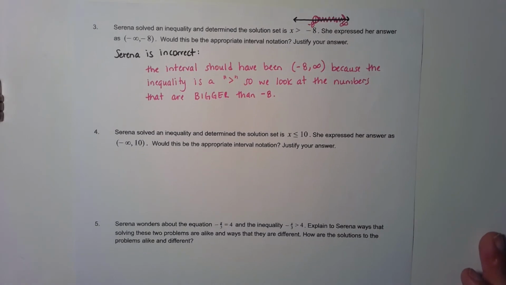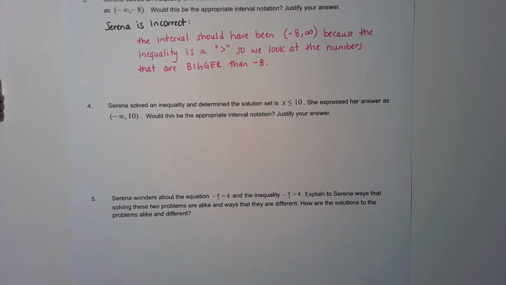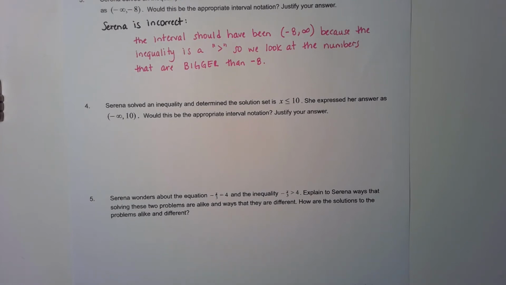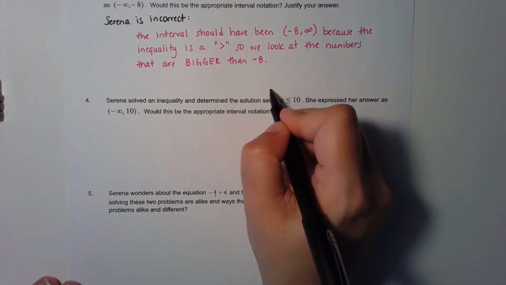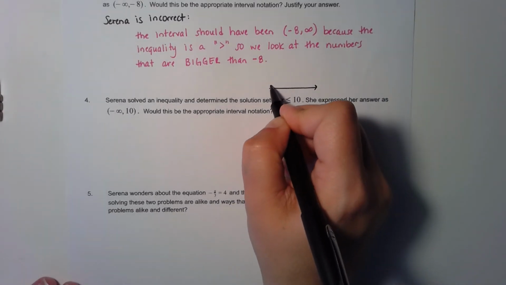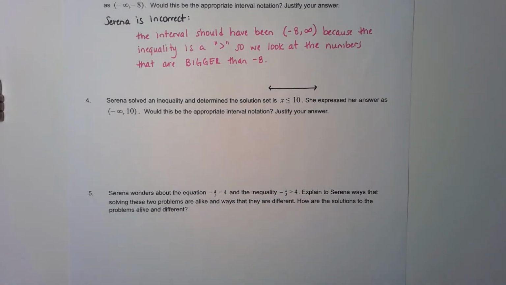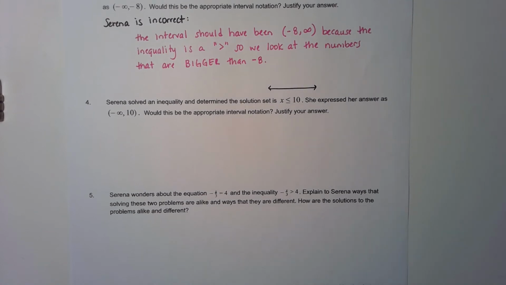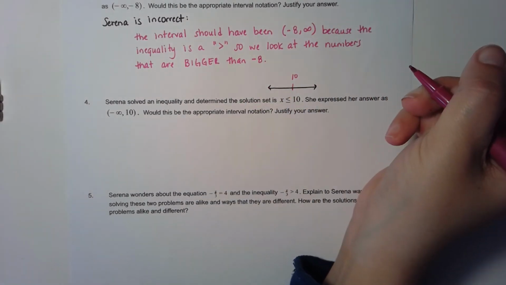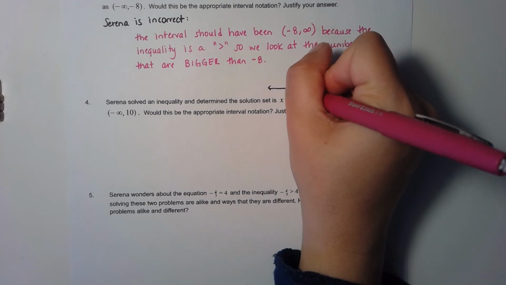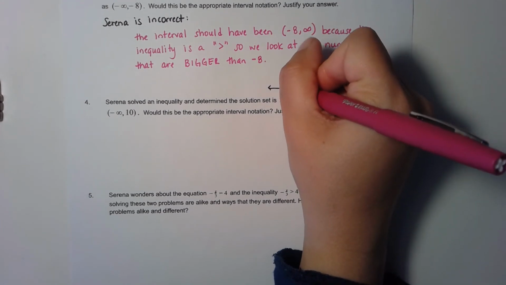For number 4, it says Serena solved an inequality and determined that the solution set is x is less than or equal to 10. She expressed her answer as -infinity, comma 10 with a parentheses. Would this be appropriate and why? In this case, again, I'm going to sketch a little picture. I find that that helps me to visualize my solution, and then that helps me to connect my interval and my inequality notation. Now, my important number here would be 10, and I would use a closed circle and shade to the left.